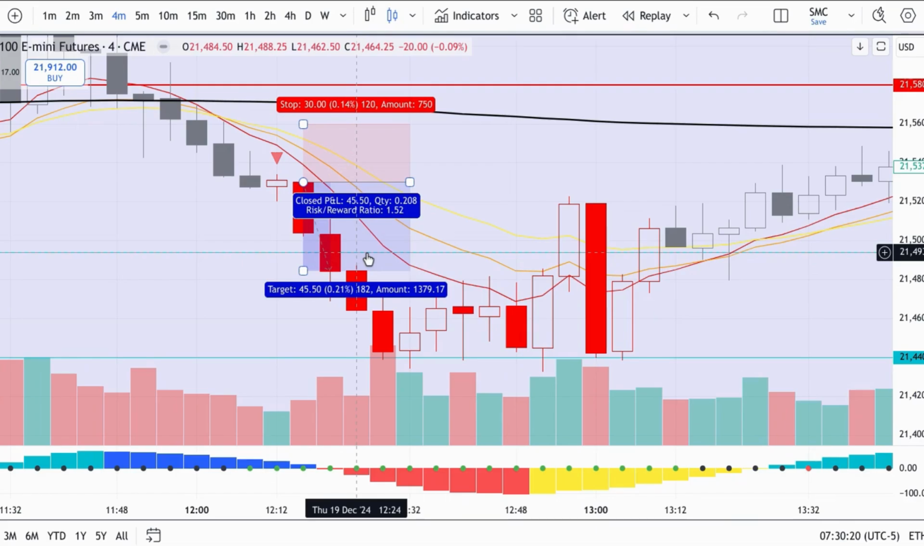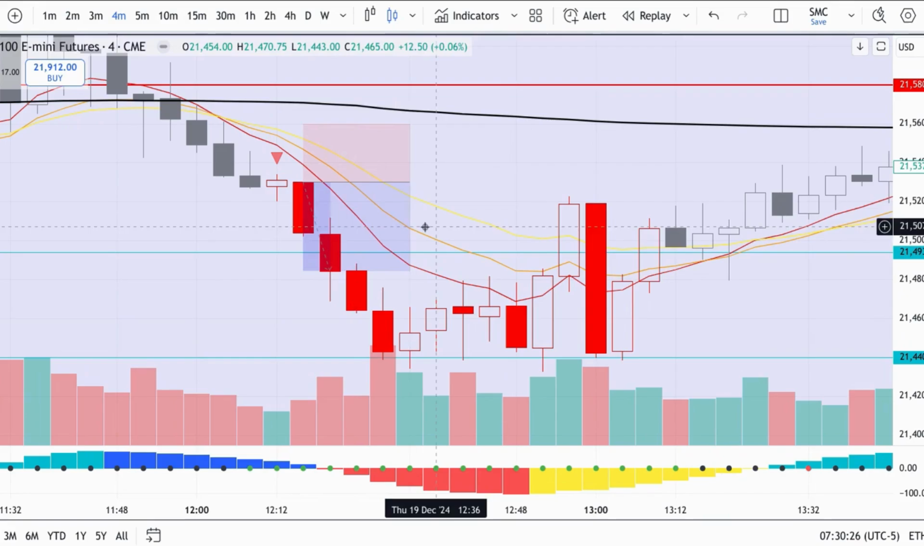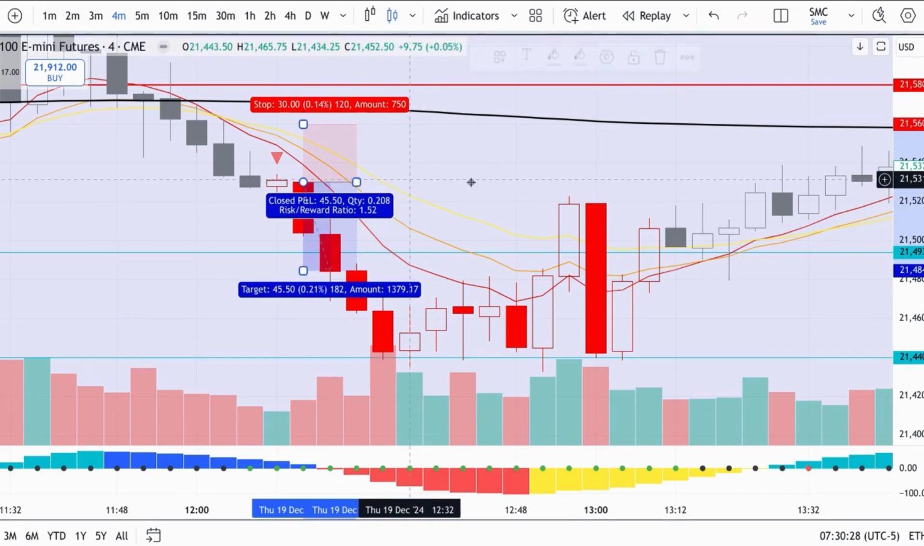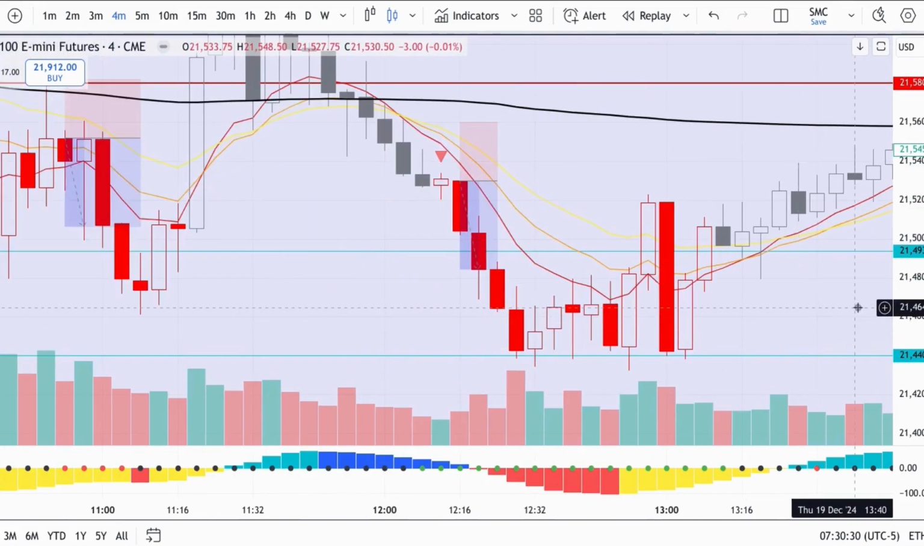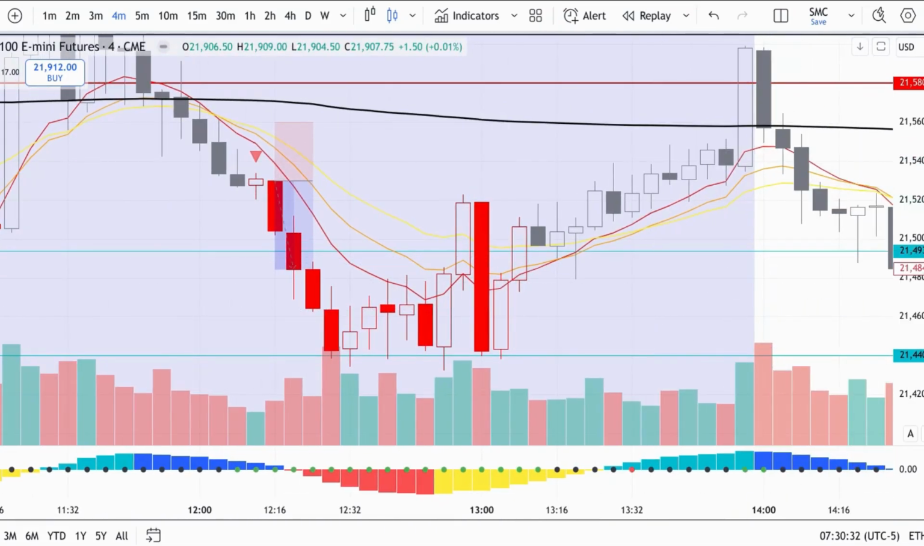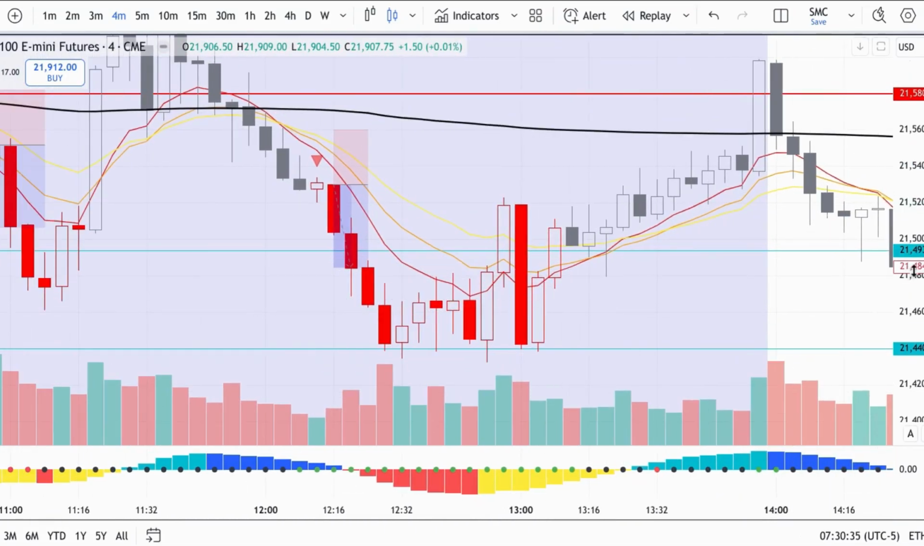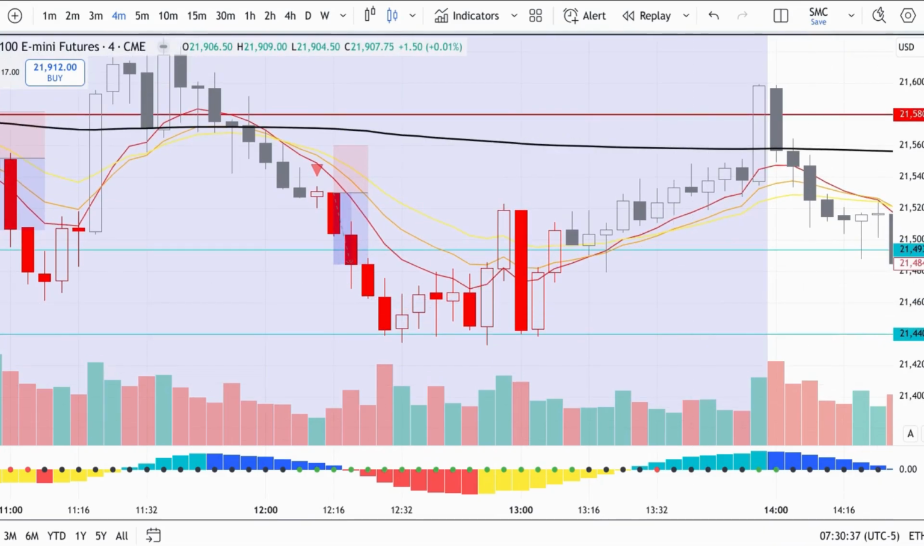I'm happy with my 1.5 ratio. That means profitability, higher win percentage, and a positive risk-reward ratio. You're going to have a profitable strategy. Home run plays do not come often enough, and you cannot have a profitable strategy waiting on home run plays.